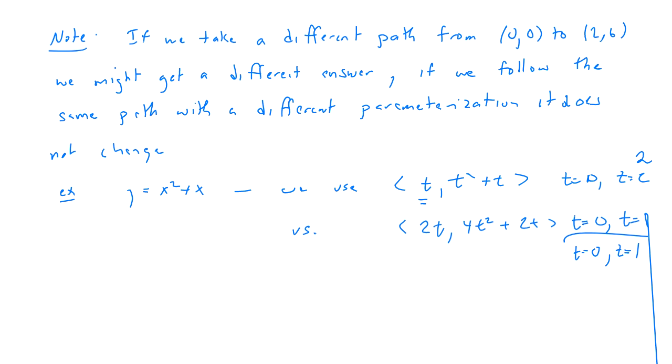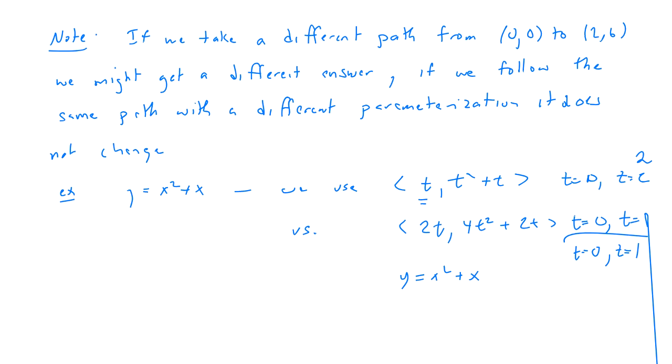And in both cases, if I go from the first one at 0, I'm at the point 0, 0, and if I put in 2, I get 2, 6. In the second one, if I put in 0, I get 0, 0. If I put in 1, I get 2, 6. So they're both y equals x squared plus x, and they both go from 0, 0 to 2, 6. So it's the same path. So the idea is the parameterization that you use doesn't matter, but the path you take might.